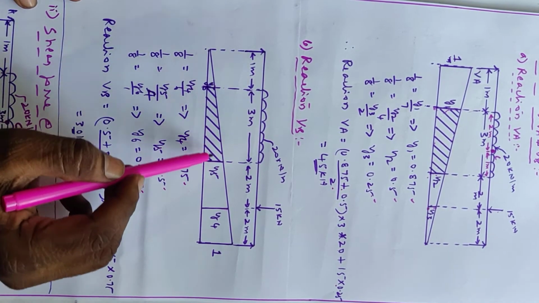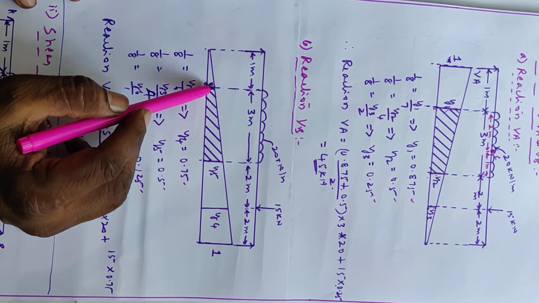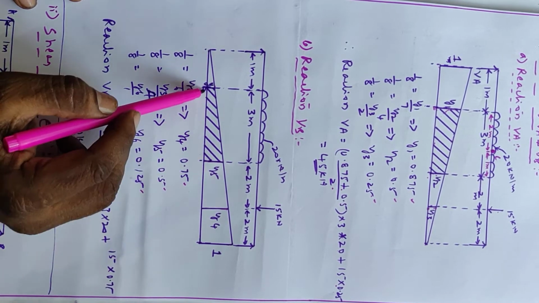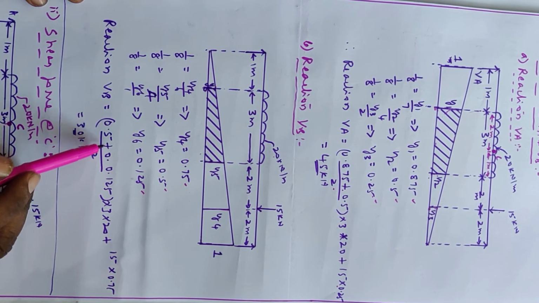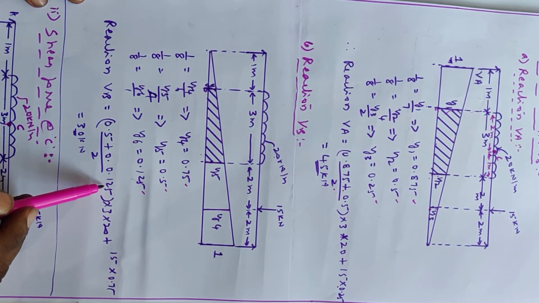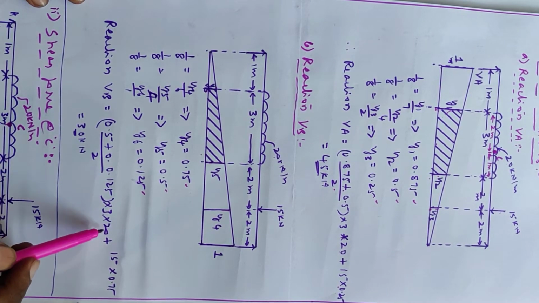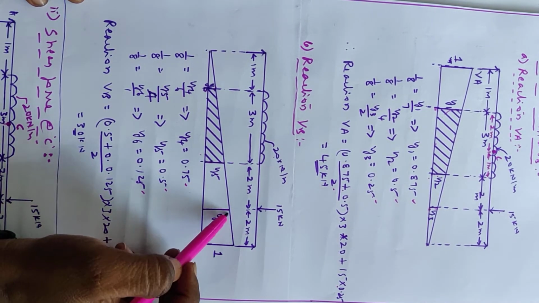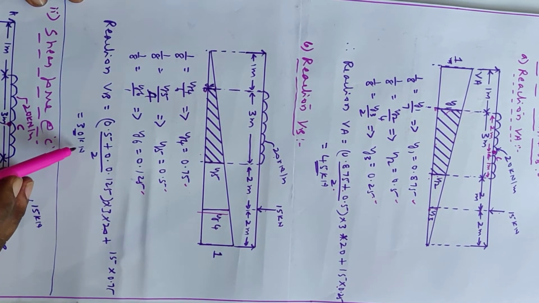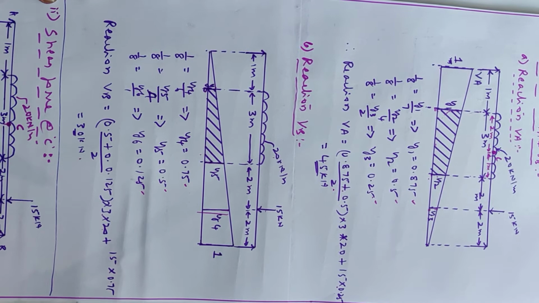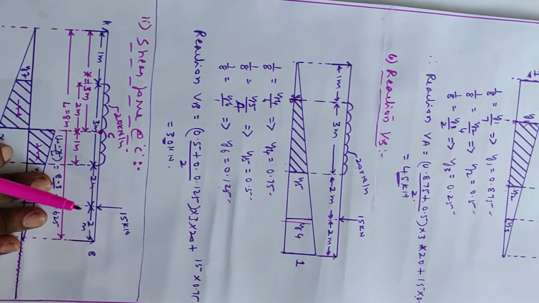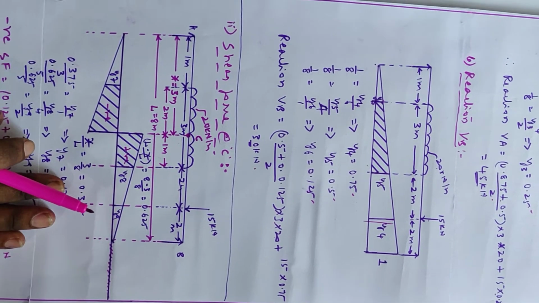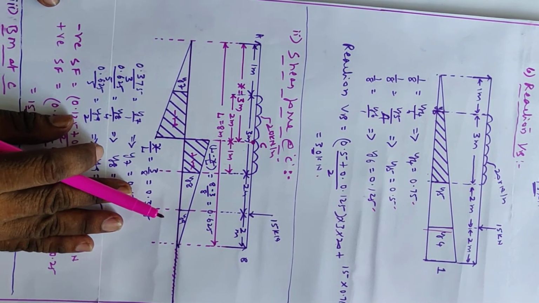Then reaction VB means area we have to consider, this height plus this height by 2 into this length into intensity. So I got VB equal to (0.5 plus 0.125) by 2 into 3 into 20 plus 15 into y4. It is 0.75, 30 kilonewton. Now I have to see how to calculate the shear force at C.